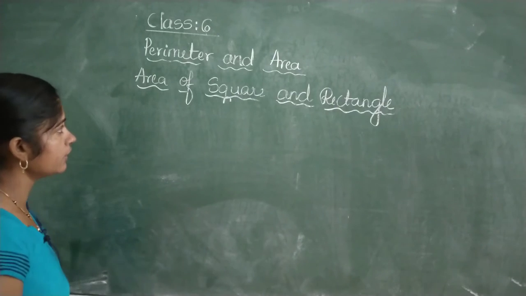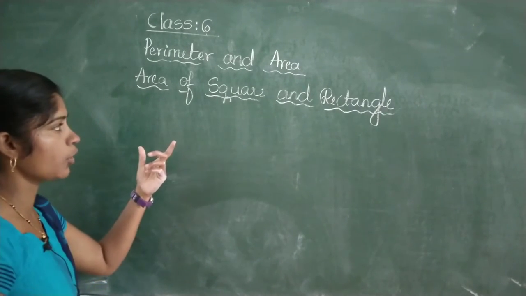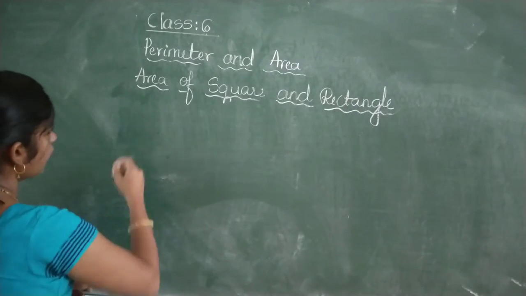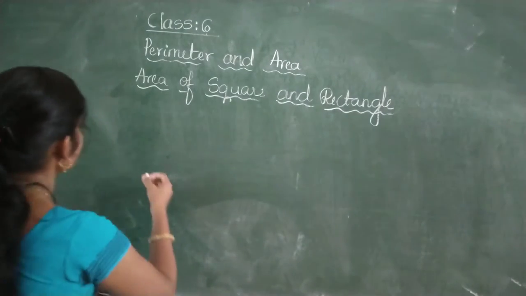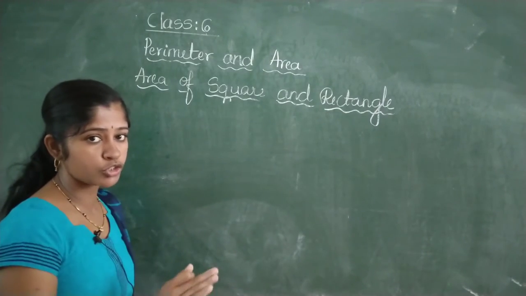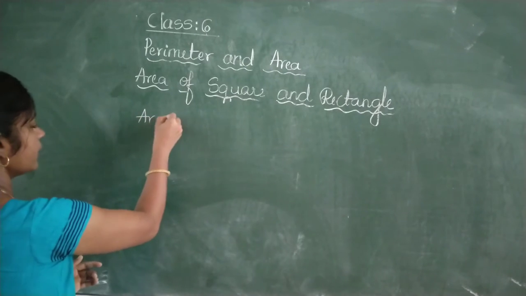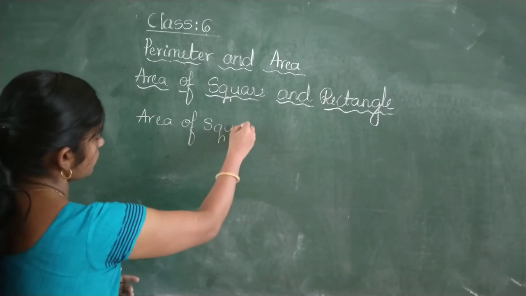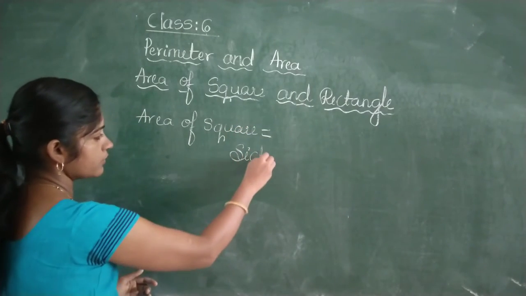So I will take the area of square first. How to find the area of square and rectangle? So what is the formula? Tell me. I already taught this lesson, so this is just a revision class. Area means the total area enclosed by the given figure. So area of square is equal to side into side.